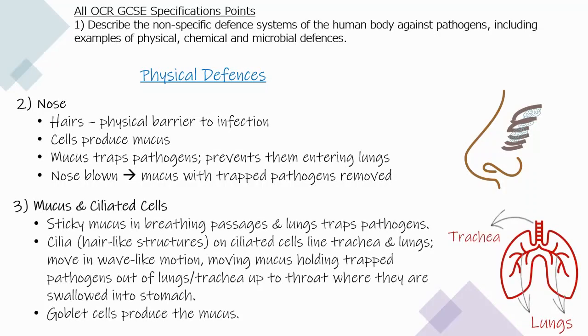We then have mucus and ciliated cells within our breathing passages. So there's sticky mucus within our lungs and our trachea. And this is what helps to, again, trap pathogens and prevent them from causing further damage.